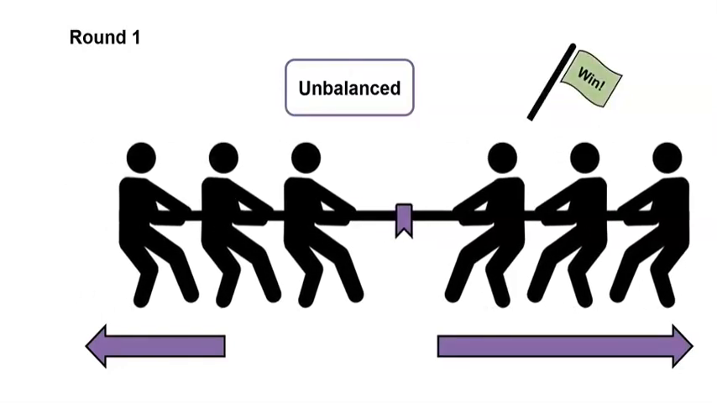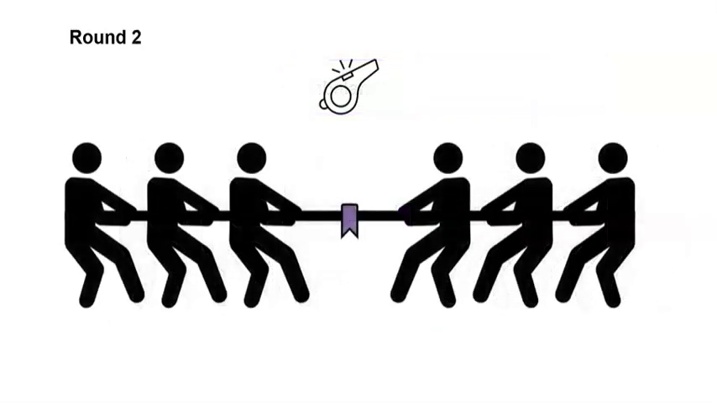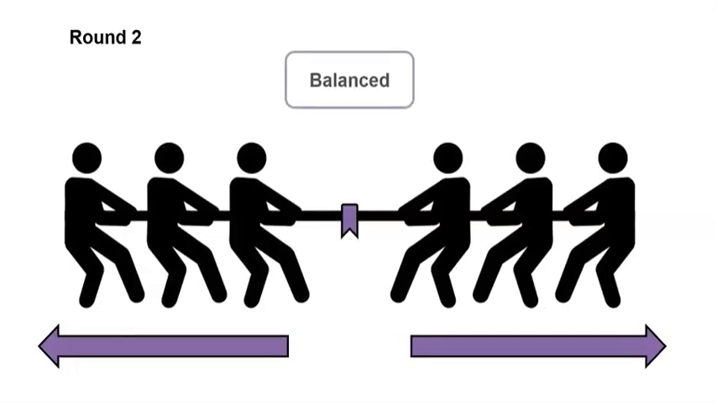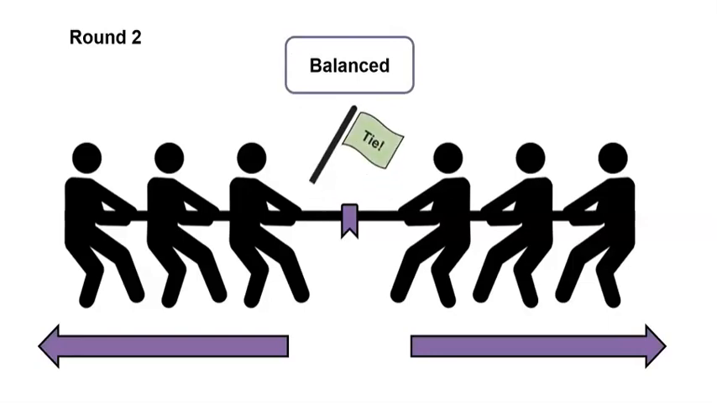But what happens if both teams pull the same strength? If the teams pull the same strength, the flag in the middle of the rope remains at rest. The forces are balanced, so no one wins and the game is a tie.